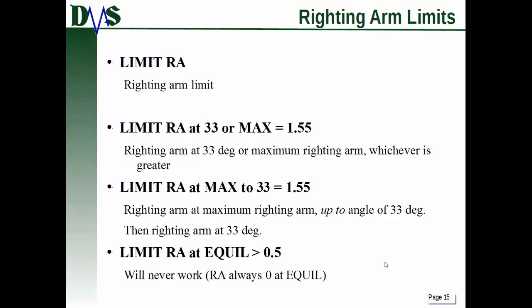And we'll finish this off with a simple application as well: limit righting arm at equilibrium has to be greater than 0.5. Well, guess what? That limit will never work, because the way the GZ curve works, the righting arm is always 0 at equilibrium, right? It's when you're in heel equilibrium, which means you don't have a righting arm anymore. So that was just a bit of a trick application there.